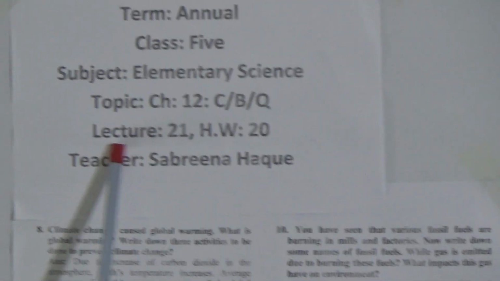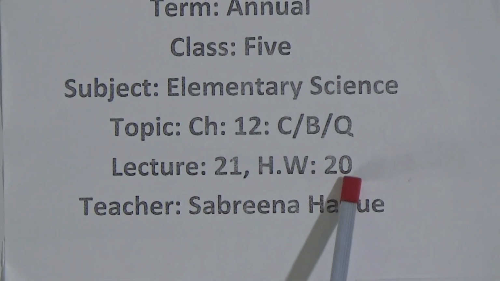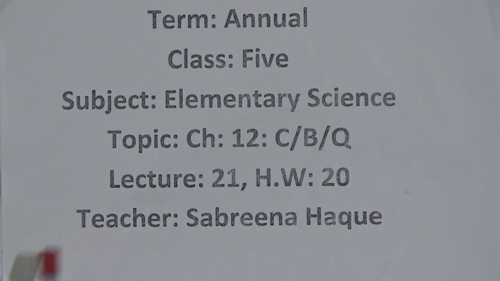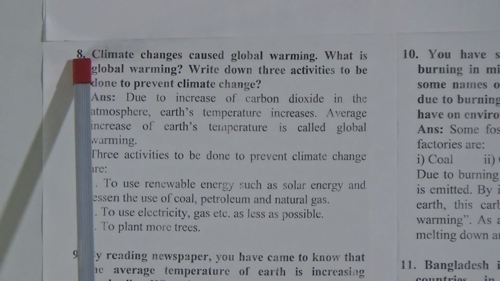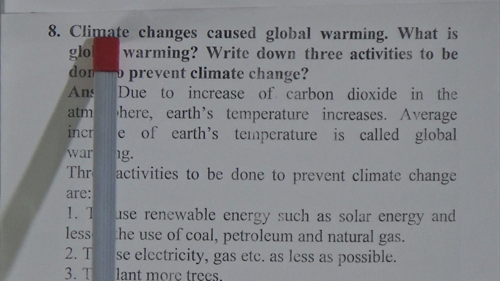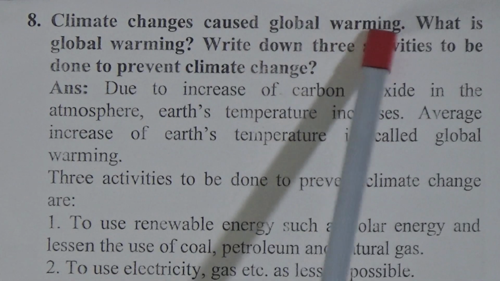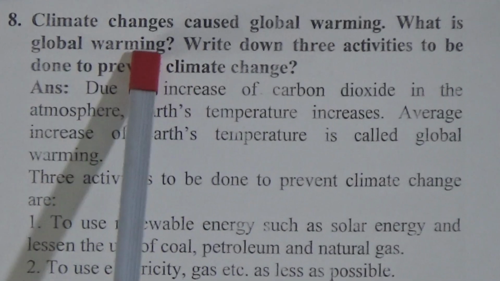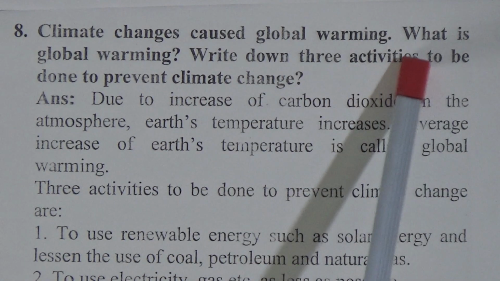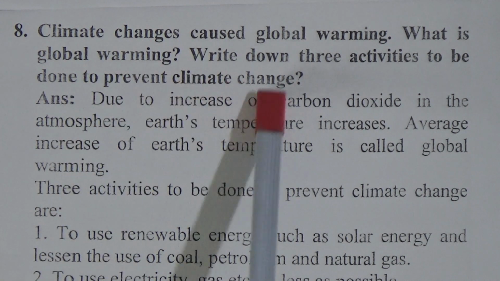This is lecture number 21 and you will get homework number 20, and we will discuss from question number 8 because we have given the previous ones in our previous classes. The question is, climate change caused global warming. What is global warming? Write down 3 activities to be done to prevent climate change.